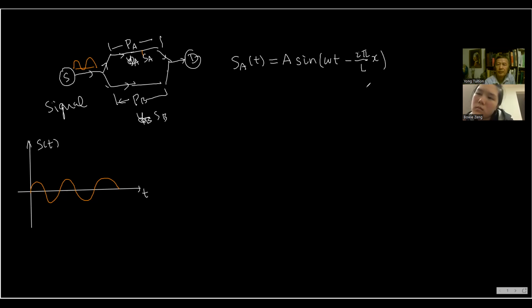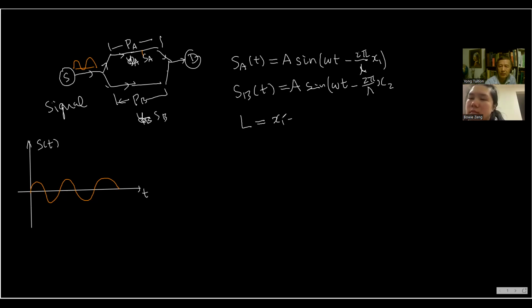Can you see? And another signal, B, can be written as, because the frequency and amplitude must be the same, the only difference is their path length. Can you see? Omega t is the time dependent part. I put the time oscillation term here, and also the wavelength must be the same. Okay, so the path length is different. This is x1, this is x2. So what is the path length? The path length is the difference between x1 and x2. Can you see? Yeah. So this is the mathematical form of these two signals.